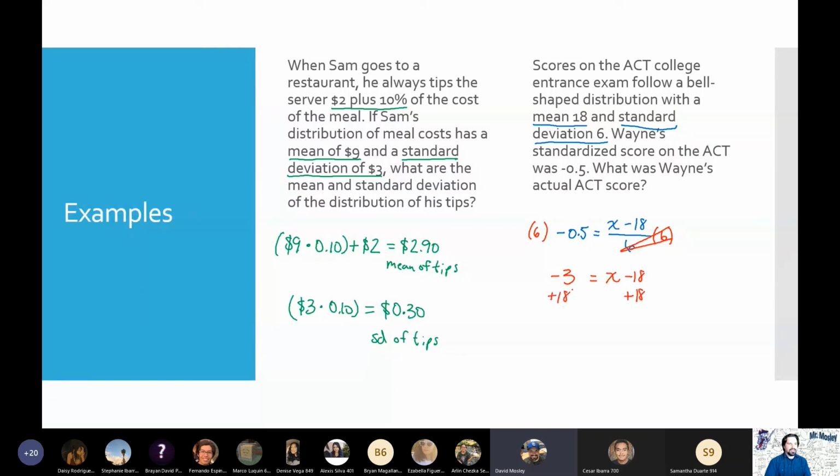Add 18 to each side. We get 15 equals x. That means the original score, Wayne's score, was 15. And we just undid the transformation.